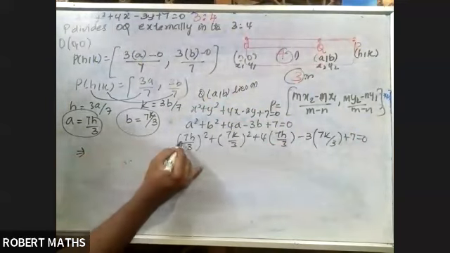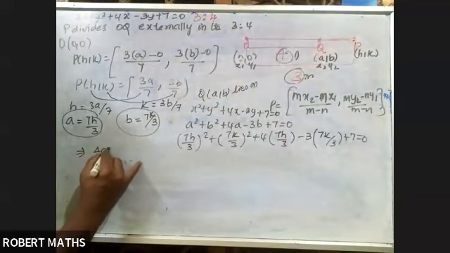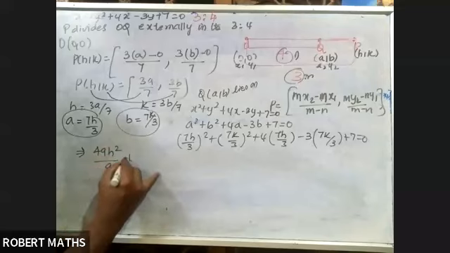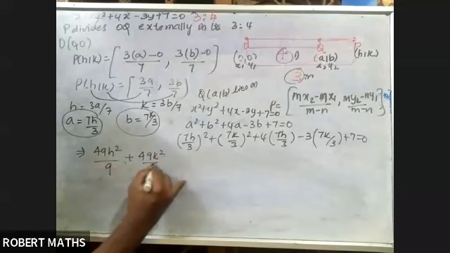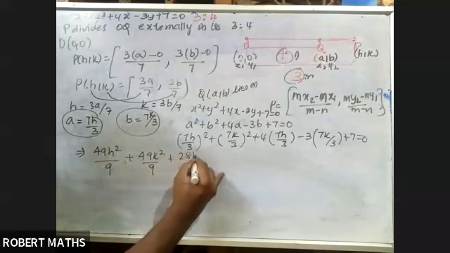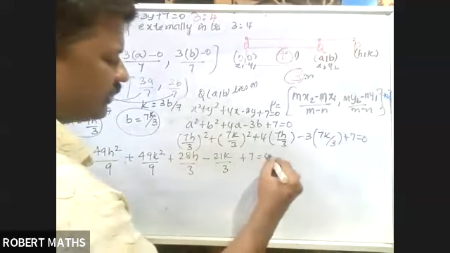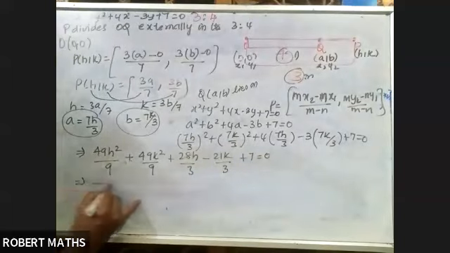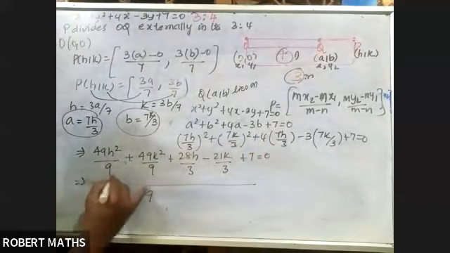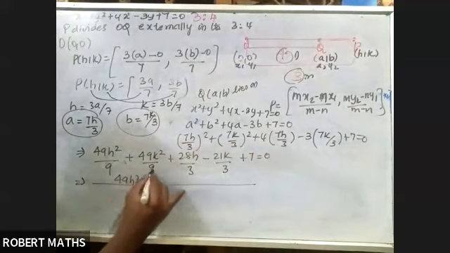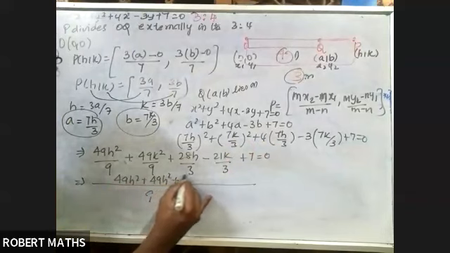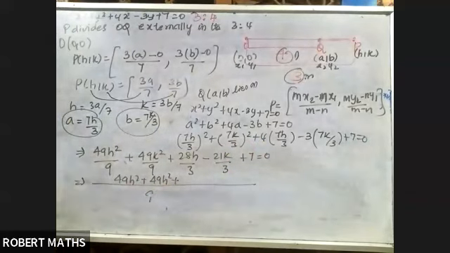Now you can take 7h the whole square, which is equals to 49h square divided by 9, 49k square divided by 9, 4 sevens are 28h by 3 minus 21k by 3 plus 7 equal to 0. Now you will get the answer: take LCM. We'll get 9. 49h square. 9 வந்து 9ல ஒரு முறை தான் போகும், அதனால 1ல தான் மல்டிப்ளை பண்ணும். 3 வந்து 9ல 3 times போகும். We'll get 28 into 3. சரிங்களா?